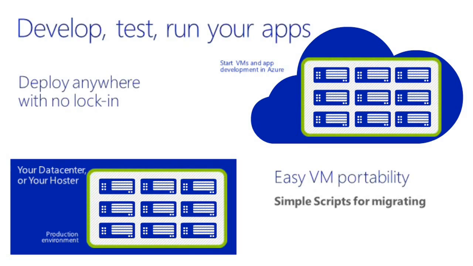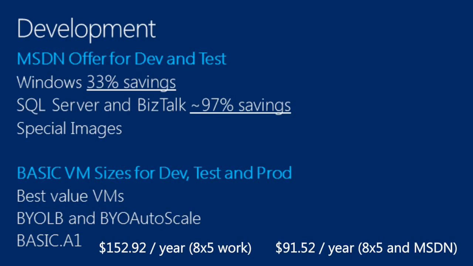From a deployment perspective, one aspect that we're very excited about is our MSDN offer. For those folks out there who are MSDN users and have the MSDN offer across the different types of MSDN solution, we have dramatic savings and special images for you to deploy. So you can deploy Windows with a 33% savings. You can deploy SQL and BizTalk with upwards of a 97% savings to do your dev test against these products in the cloud. We have special images including Windows client images. So Windows 7 and 8.1 clients you can deploy directly into your MSDN account for dev test usage.